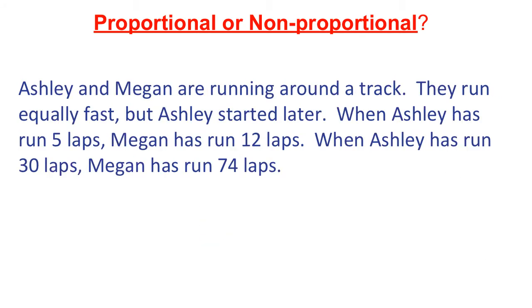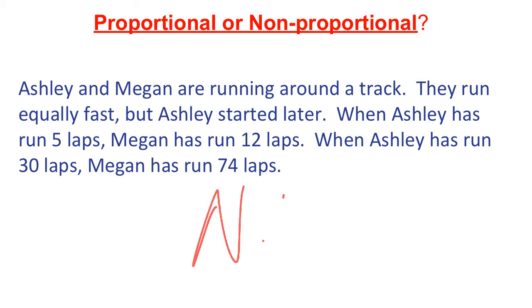Here's another one. Ashley and Megan are running around a track. They run equally fast, but Ashley started later. When Ashley has run 5 miles, Megan has run 12. When Ashley has run 30 miles, Megan has run 74 laps. Is it proportional or non-proportional?